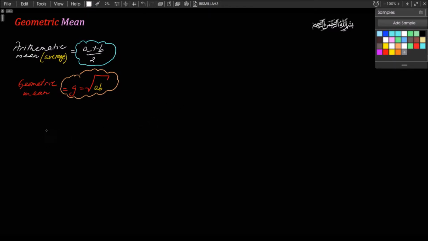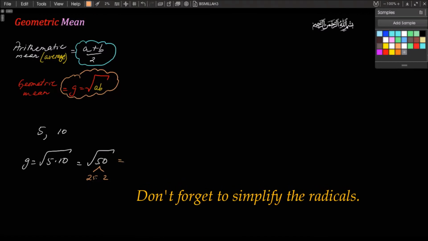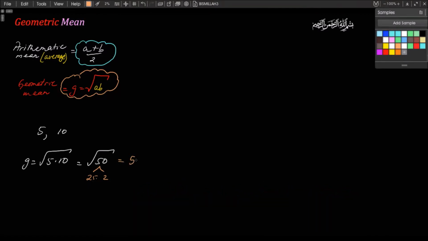Let's calculate the geometric mean of these two numbers, 5 and 10. The way you would calculate the geometric mean here would be you multiply them together, 5 times 10, and then you take the square root of that. So 5 times 10 is 50, and you would have to take the square root of this. Now you can simplify this radical. That's 25 times 2, and 25 is a perfect square, so we can bring that out. So that's 5 times square root of 2. So there you have it. The geometric mean of 5 and 10 is 5 times the square root of 2.